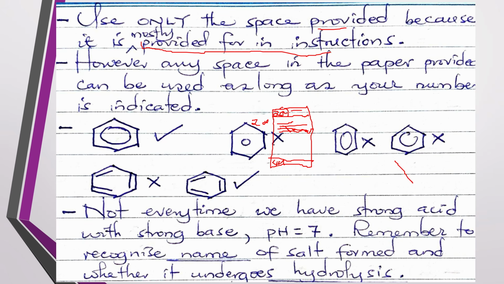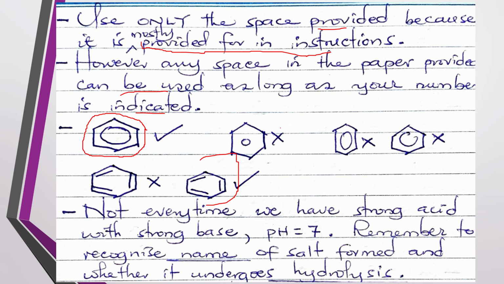However, any space in the paper provided can be used as long as your number is indicated, which I've just talked about. Now, the other issue is going to be about writing the benzene ring. When you're writing the benzene ring, when you're dealing with synthesis, I advise students to use this one. It's very okay to use this one or to use this one.